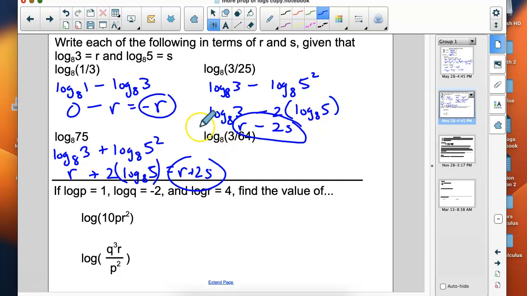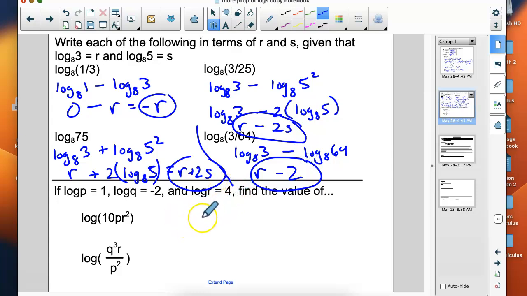There's my answer. And I'm running out of space here. This last one would be the log base 8 of 3 minus the log base 8 of 64. This thing is r. This one is not r or s, but the power of 8 that equals 64 is actually a number I can figure out. 8 to the what equals 64? That would just be 2. So this would just turn into r minus 2.